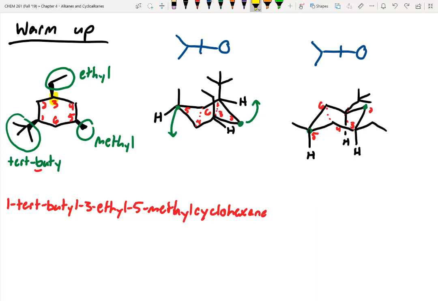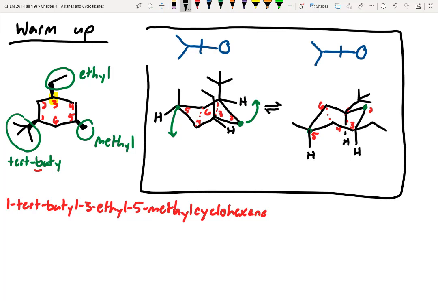All right, so now, $1 million question for everybody. We've got these two chair structures. Which one is more stable? Left or right? Right, why? Everything is spread out and away from the ring system.